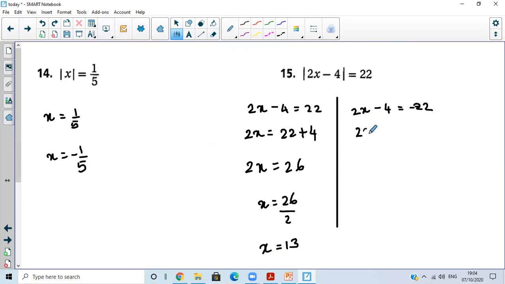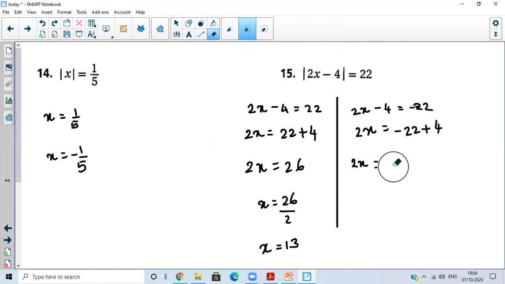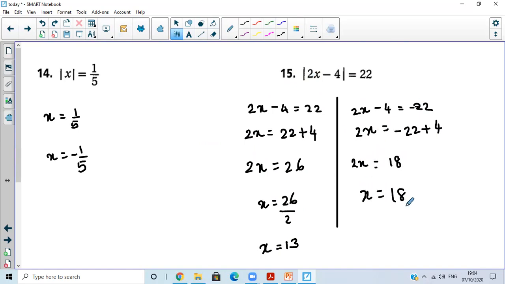The next one is going to be 2x equals negative 22 plus 4. So negative 22 plus 4 will give you 18. Here it should be a negative sign. So x is going to be equal to negative 18 divided by 2, x is equal to negative 9. So x can be 13 or x can be negative 9.